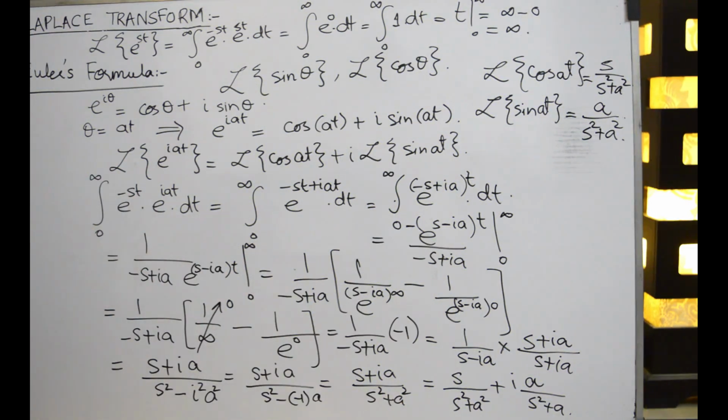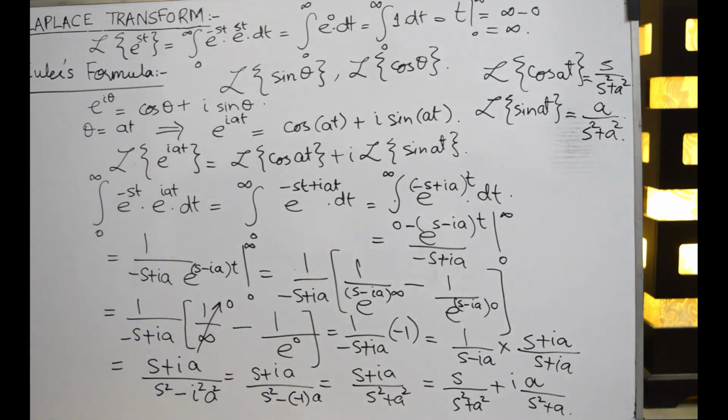And now a can be any constant. If it is cos of 3t, then a means 3. So s divided by s square plus 3 square is 9, s divided by s square plus 9. And again, if you have sine of 7t, then it means 7 divided by s square plus 49. So this is all about the trigonometric functions.